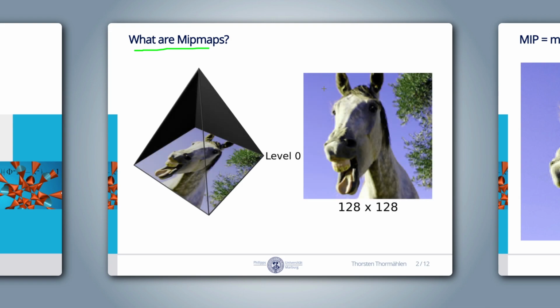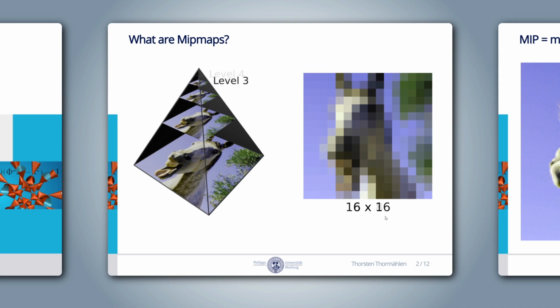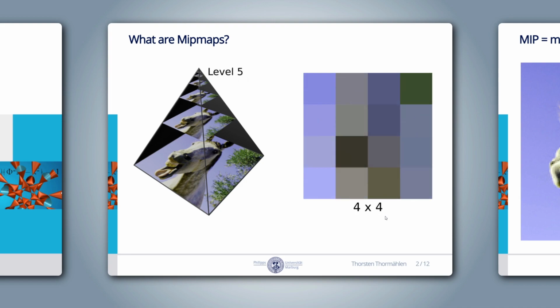At the base level of the pyramid, which we denote as level 0, is the original texture image. Let's assume this image has a resolution of 128 × 128 pixels. Then the next level with index 1 has half the resolution in both directions. In our example, this gives an image of 64 by 64 pixels, 32 by 32, 16 by 16, 8 by 8, 4 by 4, 2 by 2. And at the highest level, the complete image is a single pixel.